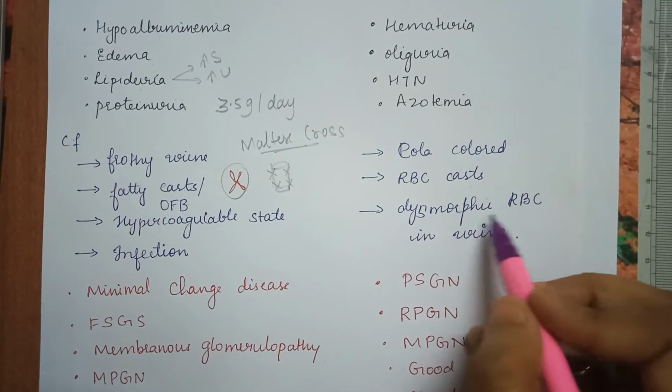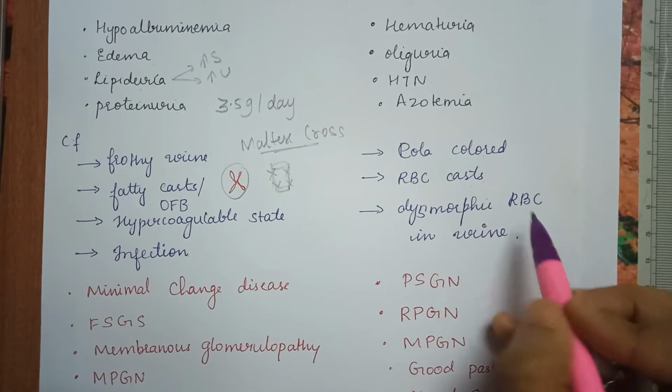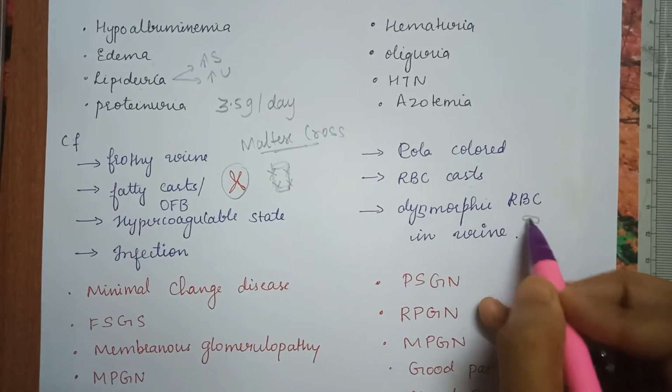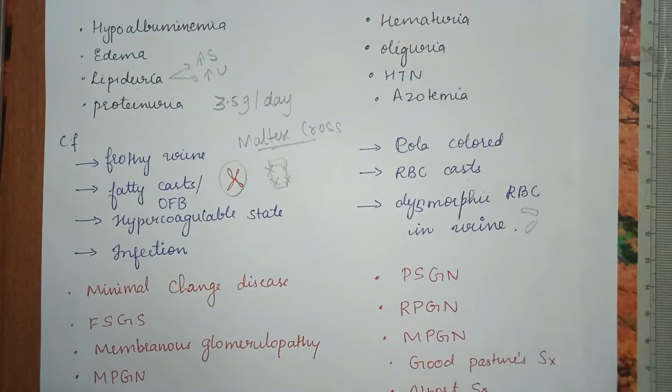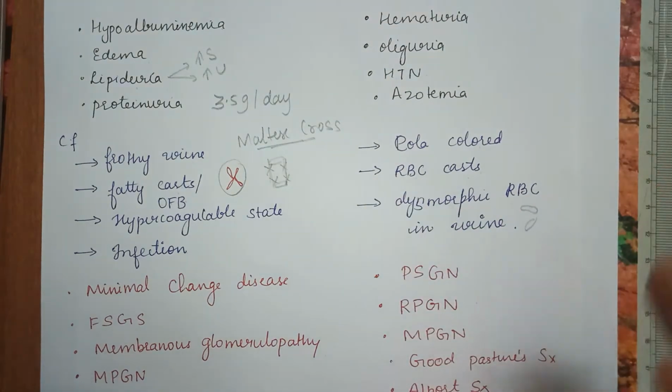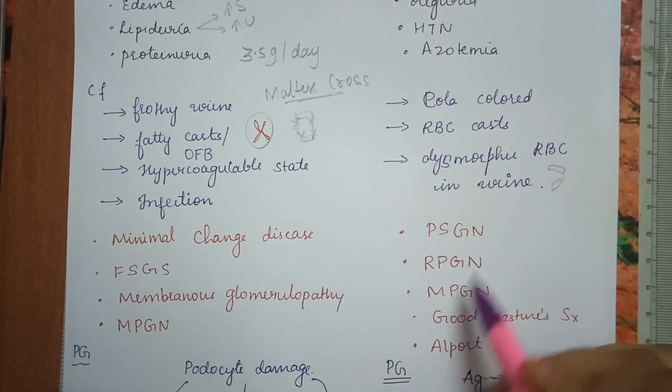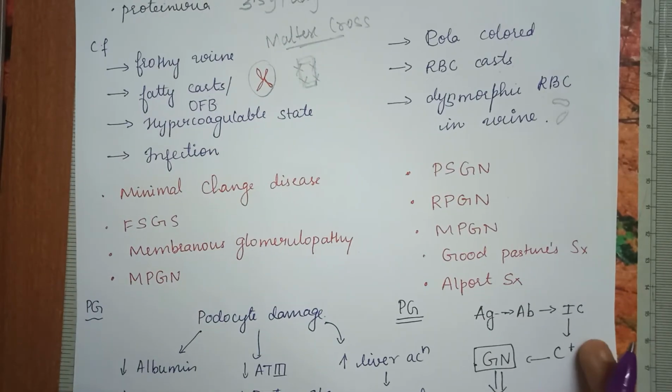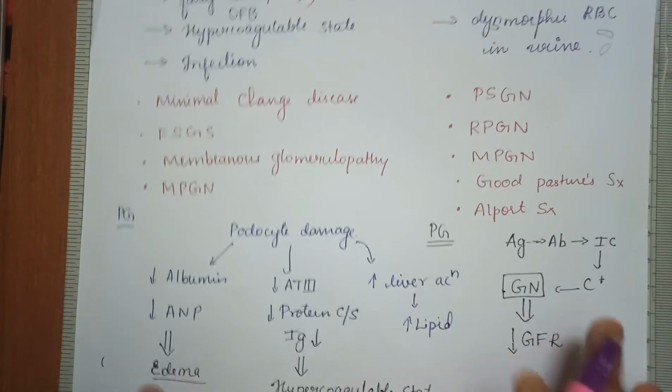And when we examine the urine, you can find dysmorphic RBCs, that is, RBCs of various shapes. Okay, these are the clinical features. These are the types, which I'll explain later in detail. So now, first let's study the pathogenesis.